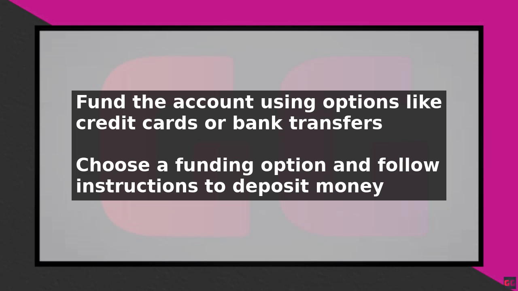Once your Skrill account is funded, you can use it to make deposits at online casinos and other gambling sites that accept Skrill. To do this, go to the gambling site and click on the deposit button. Then select Skrill as your payment method. You will be redirected to the Skrill website where you need to log into your account and confirm the transaction.